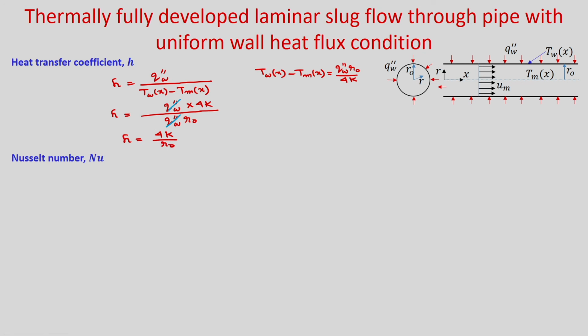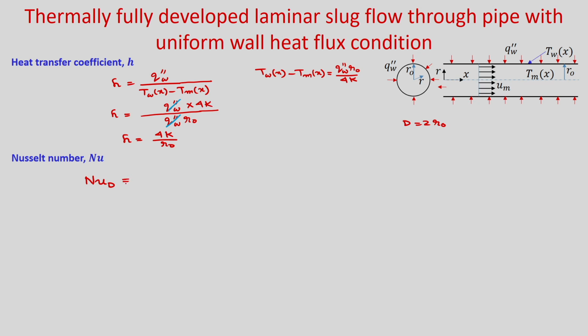Now, we will find the Nusselt number based on the hydraulic diameter, and for a pipe the hydraulic diameter is just the diameter of the pipe. So, it is 2 r naught. So, we will find the Nusselt number based on 2 r naught. So, Nusselt number based on diameter, the diameter is just 2 r naught. Okay. This is your hydraulic diameter.